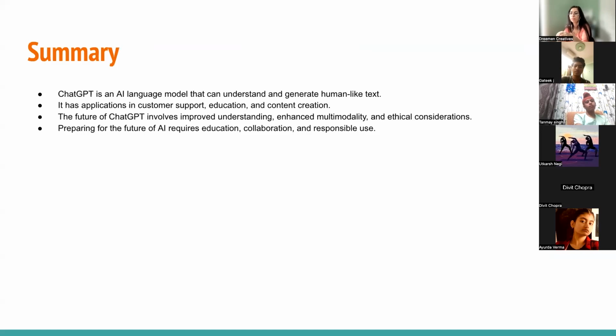So in summary, ChatGPT is an AI language model that can understand and generate human-like text. Now there's a race because it has occupied a huge market share. So many companies are coming up with so many models similar to ChatGPT. Some are efficient and some are really not that good.